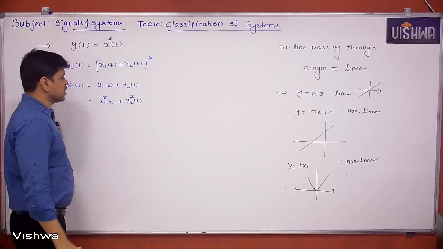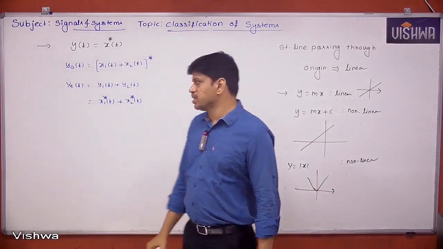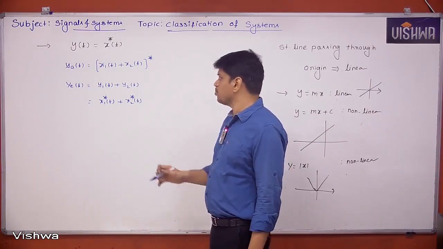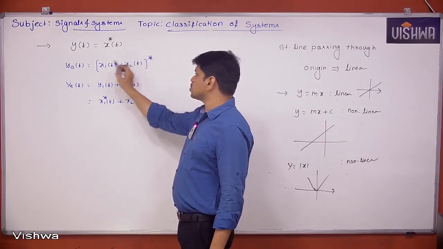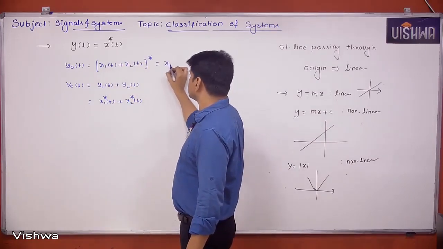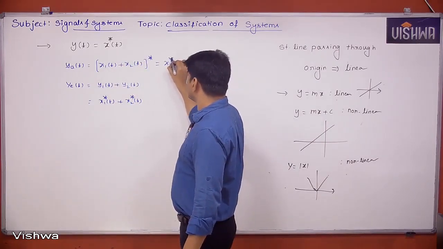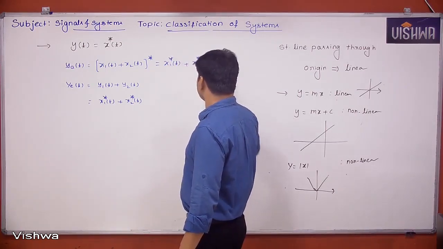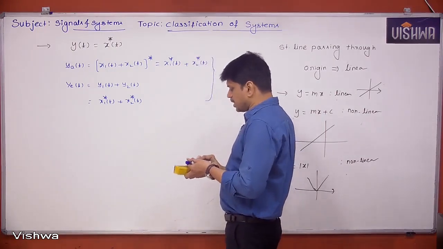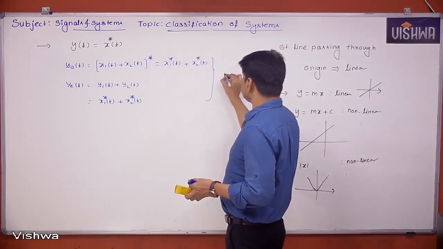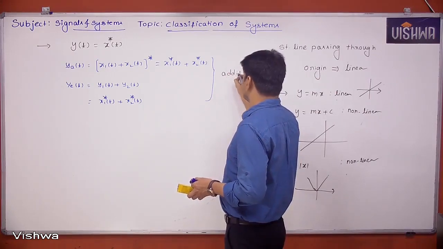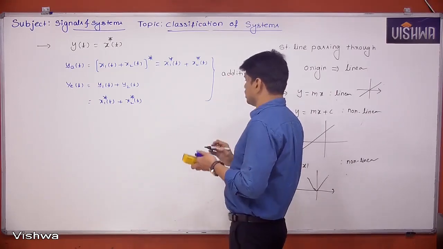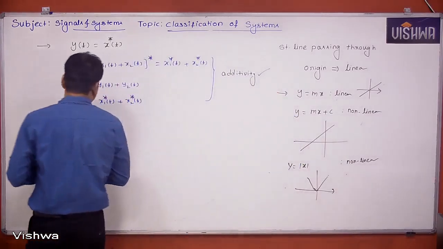Now, observe carefully. So many people think that it is not satisfying the additivity principle. No, it is satisfying the additivity principle. Why? If you bring this conjugate inside, it is x1 of t conjugate plus x2 of t conjugate. So both are the same. But still we have to check the homogeneity also. Let's check the homogeneity.